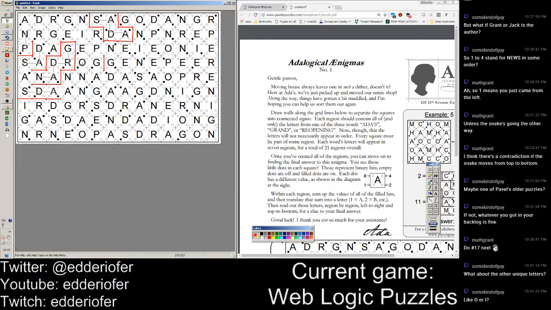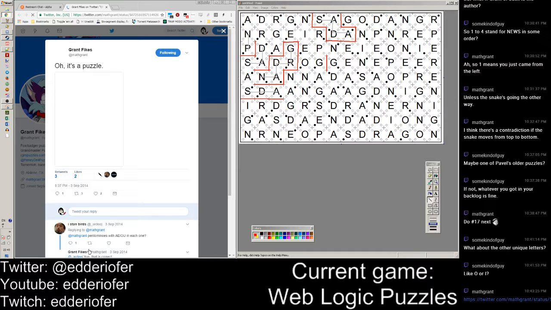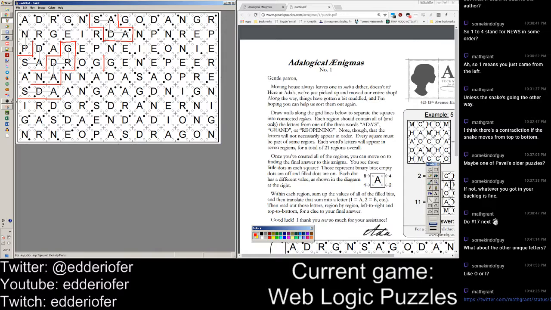I may have screwed up here. Yeah, I think I've screwed up here somewhere. As it is now, this P can't reach an O. All right, I guess I'll do that one afterwards. But yeah, it looks like I've already broken the puzzle. Oh, this is bad. Right.